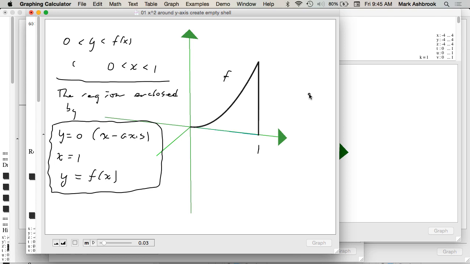Okay? So we want to rotate this around the y-axis. We want to rotate this around the y-axis. And so I'm going to show you the animation, but normally you won't have an animation for these problems that you get in the homework and the exam. You're just going to have to imagine it and draw it the best you can.